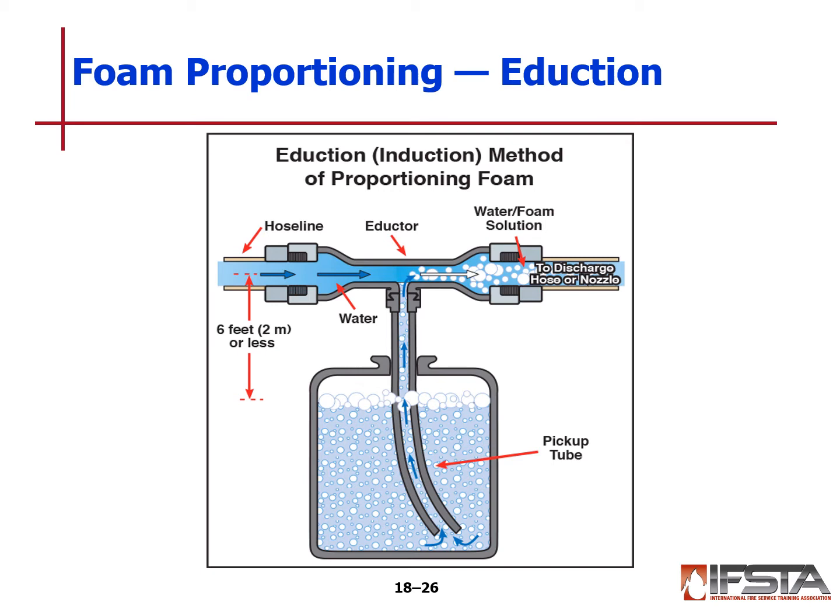Most are using eduction proportioning type systems. It's an inline type device that we put in line with our fire hose, and they're required to operate at a certain PSI at the device itself. Most of them are 200 PSI at the eductor itself. So you have to figure out your pump discharge pressure and friction loss based on how much hose you have down before you get to the eductor.